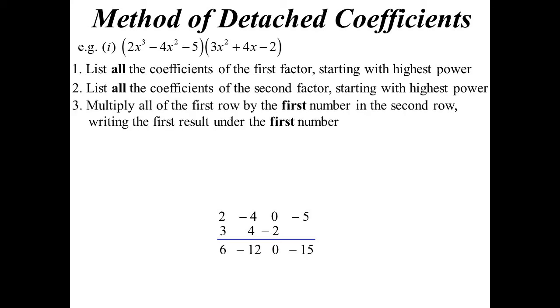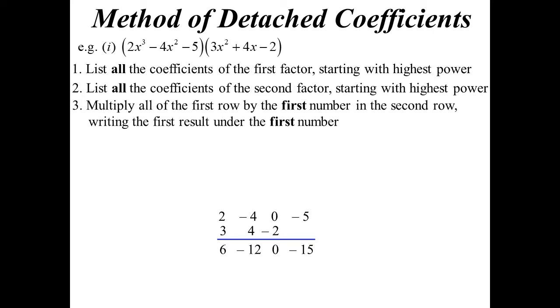Okay, multiply all of the first row by the first number in the second row, writing the first result under the first number. So 3 times 2 is 6. I write it under the first number. 3 times minus 4 is minus 12. Write it under the second number. 3 times 0 is 0. 3 times minus 5, and so on.